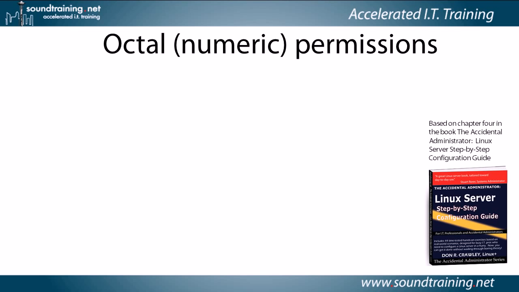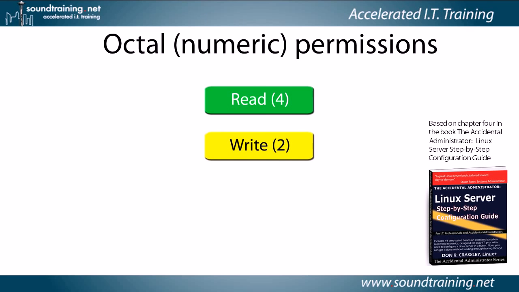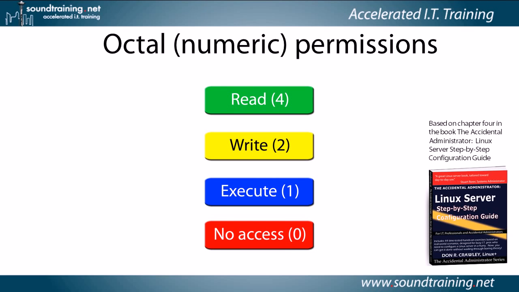So those are what are called alphabetic permissions. We also have octal or numeric permissions in Linux and Unix systems, and frankly when I'm managing a server, this is what I use. I almost never use the alphabetic permissions. So even though they're easier to understand, this is just a lot faster and frankly a lot more flexible. We still have the same permissions. We have read, write, and execute, but now read is represented by a number, and it's the number 4. Write is represented by the number 2, and execute is represented by the number 1. No access is represented by the number 0.